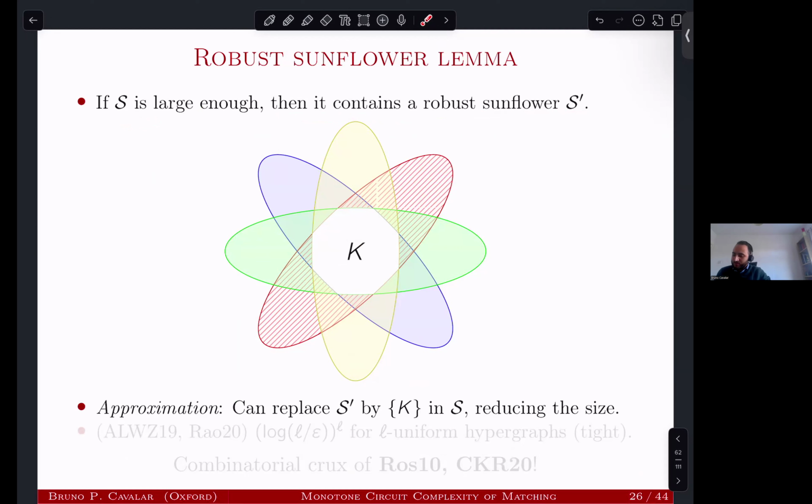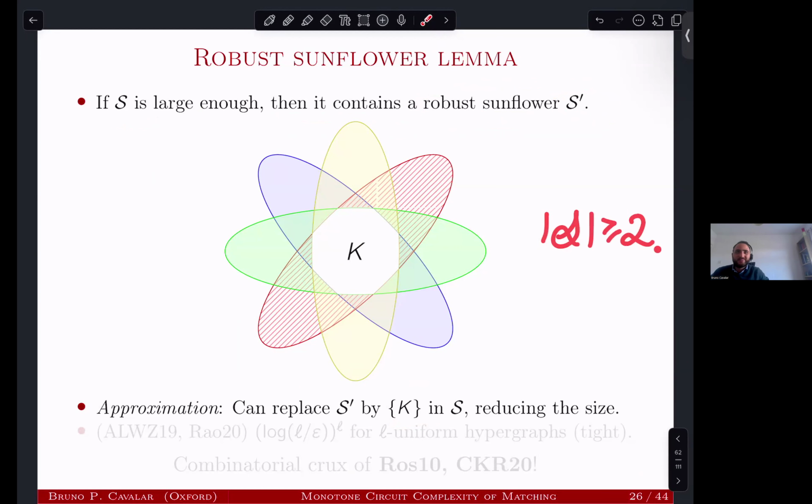So what you can do is you find this robust sunflower inside your family, and you replace it by the core, and thus you reduce the size, right? And now there's a technicality, but it's important that the family has at least two guys. So yeah, you were going to put this guy back, but then you're removing at least two.